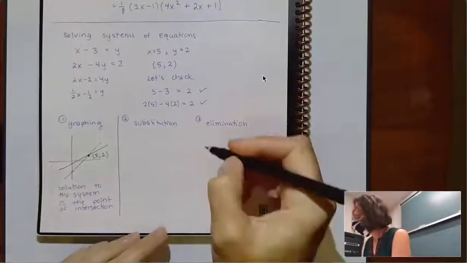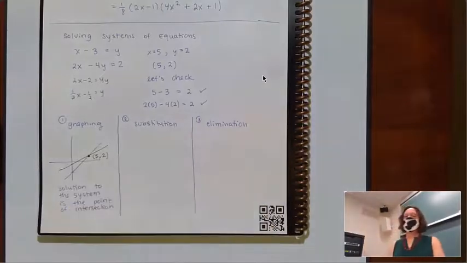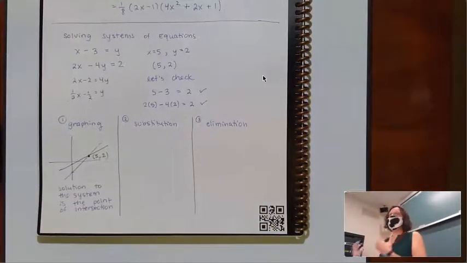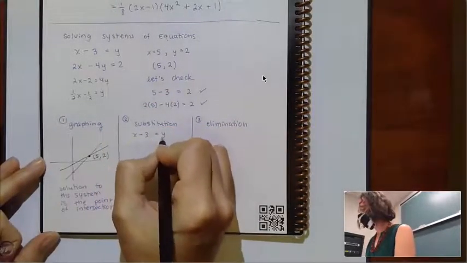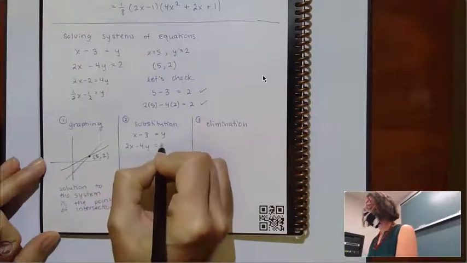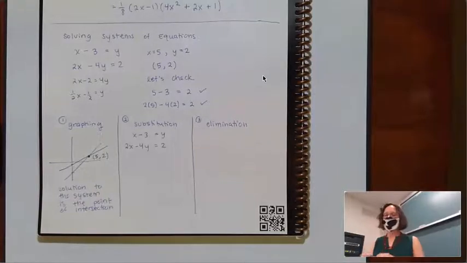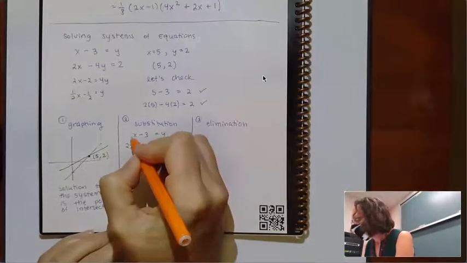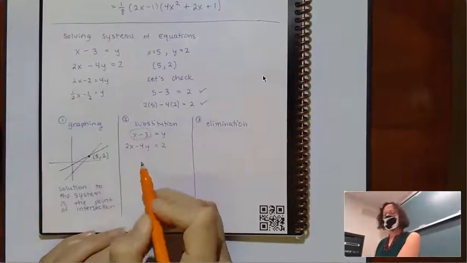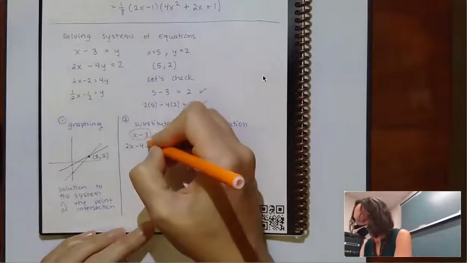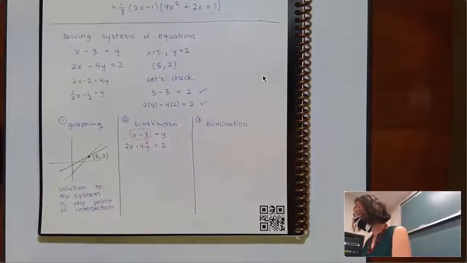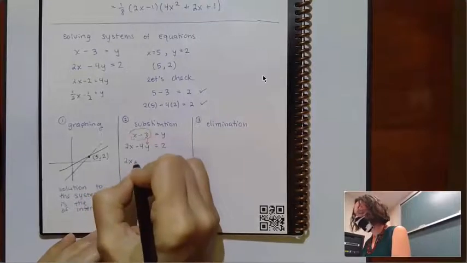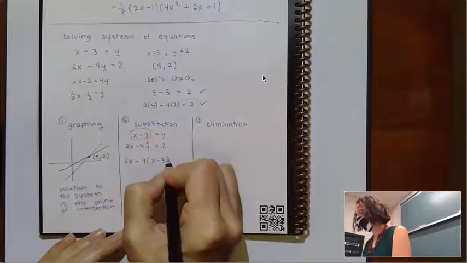Substitution. If I'm solving a system of equations by substitution, it means I'm going to substitute one of the variables in for the other one. So if I go back to what our original system looked like here, so x minus 3 is equal to y, and 2x minus 4y is equal to 2. What that substitution method means is that I'm going to take x minus 3, and if that's really what y is equal to, then I can substitute it in for y and end up with 2x minus 4 times x minus 3 is equal to 2.